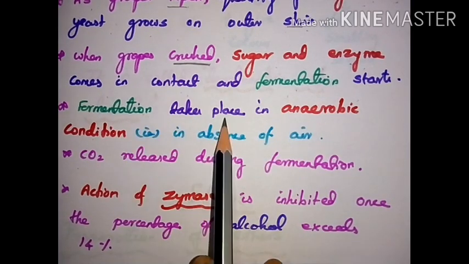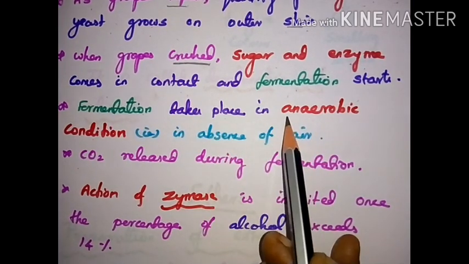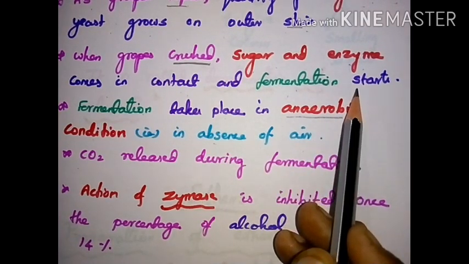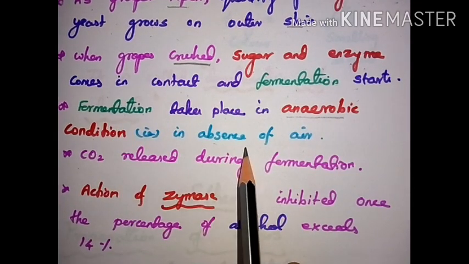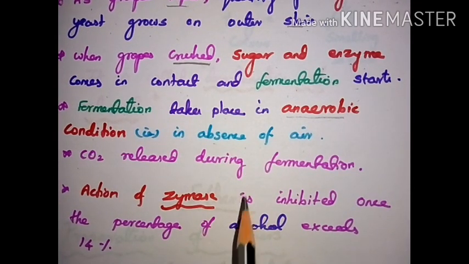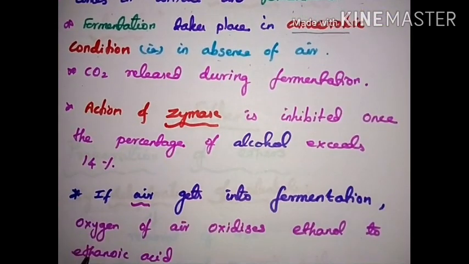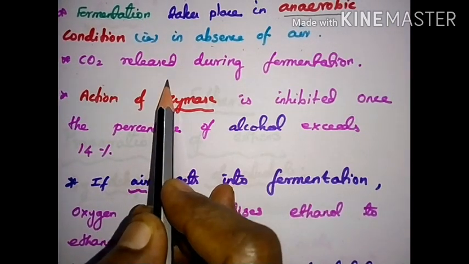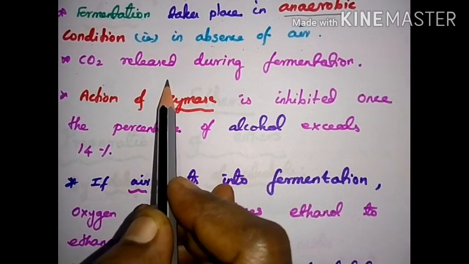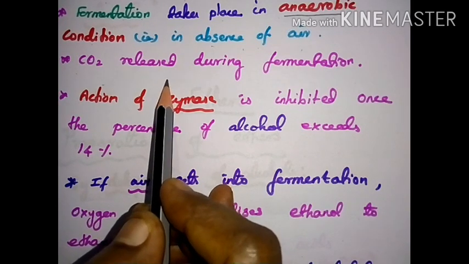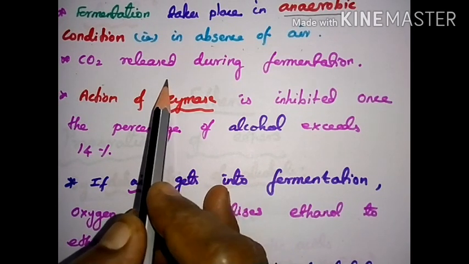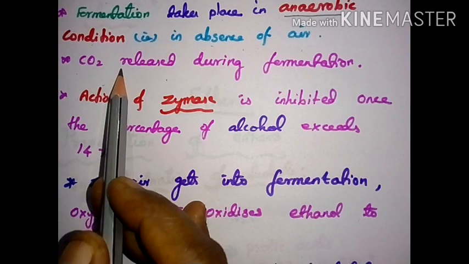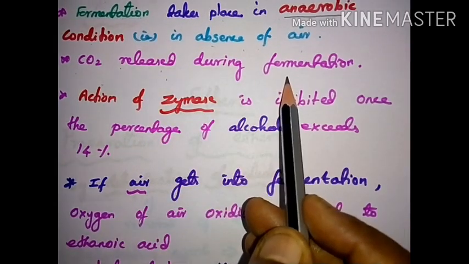The fermentation takes place anaerobically. What is anaerobic? It is in the absence of air. This fermentation takes place in the absence of air in a closed condition. During this process, carbon dioxide is released. Fermentation means carbon dioxide is released, as we discussed in the preparation of ethyl alcohol by using zymase. Similarly, here also carbon dioxide is released during the fermentation process.